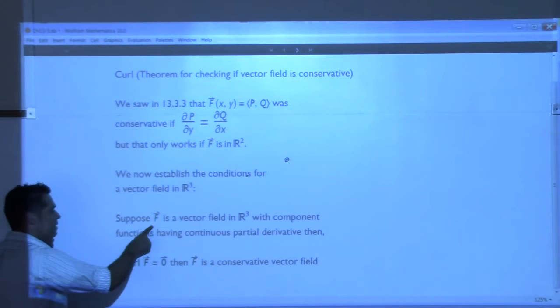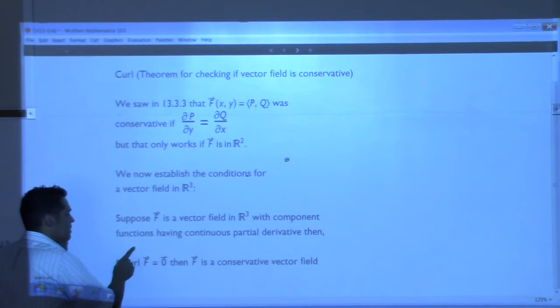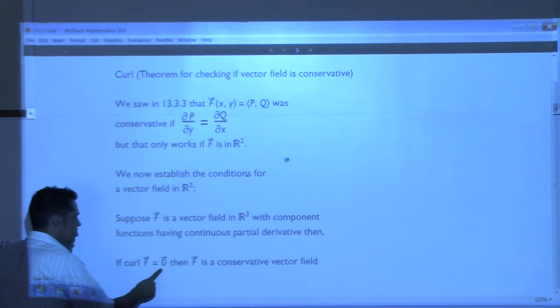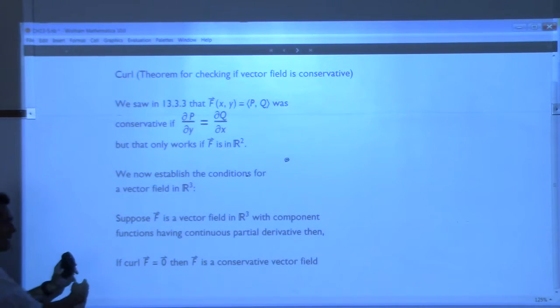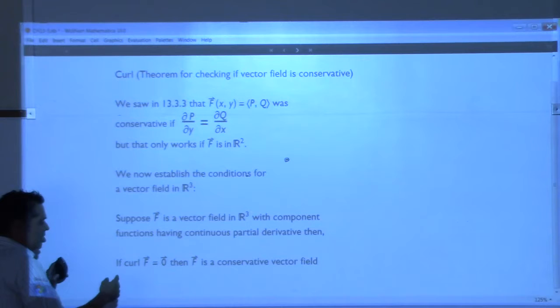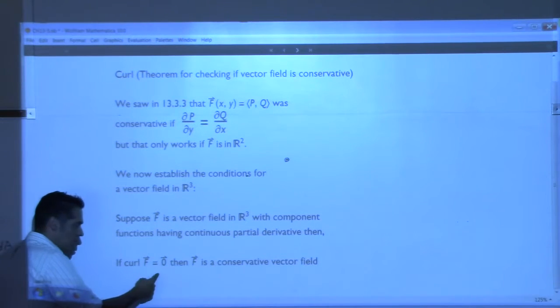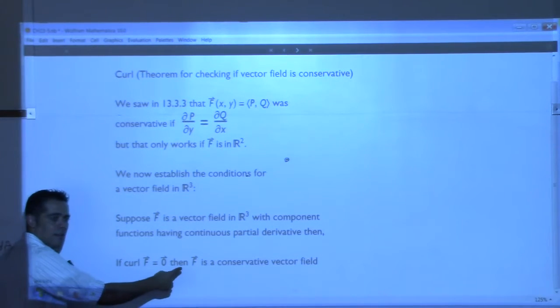Suppose F is a vector field in three-dimensional space, and suppose that the curl is always 0. Then your field is conservative. That's the property of a conservative vector field, that everywhere in it you don't have rotation. That's what makes conservative conservative. All right? So that's what this is saying. If your curl is 0 always, then you're looking at a conservative vector field.